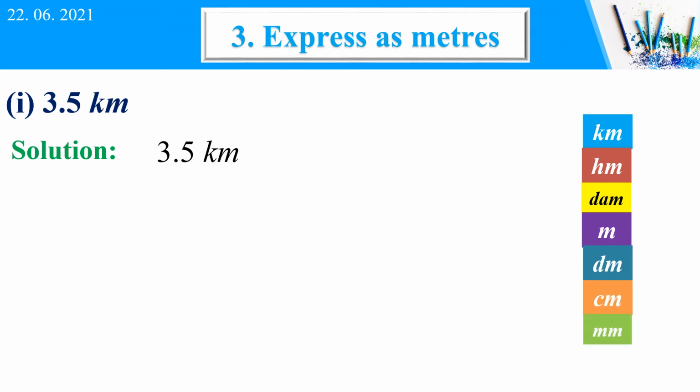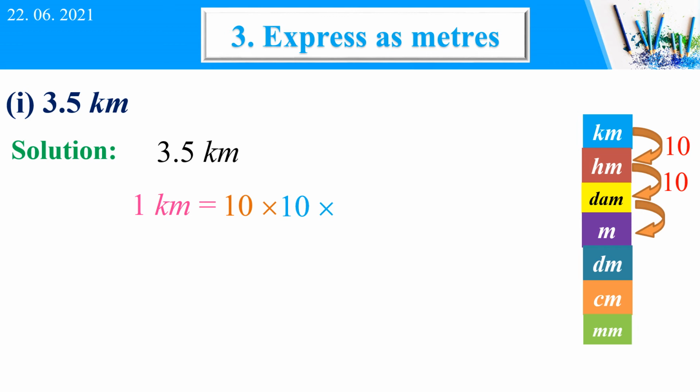Now we have to find how many steps we have to move to reach meter. To convert kilometer to meter, we have to know how many steps we have to move. So 1 kilometer is equal to, from kilometer to hectometer, one step we have moved. On moving one step we have to multiply by 10 for one step. So 1 kilometer is equal to 10 into, on second step we are in decameter, so another 10 we have to multiply. Now 10 into 10.